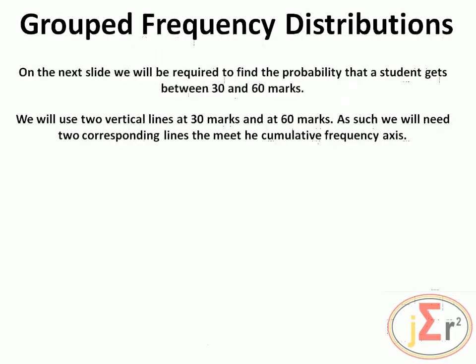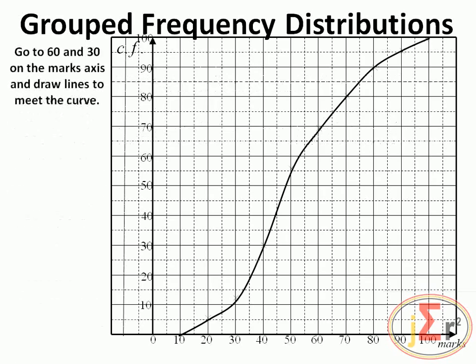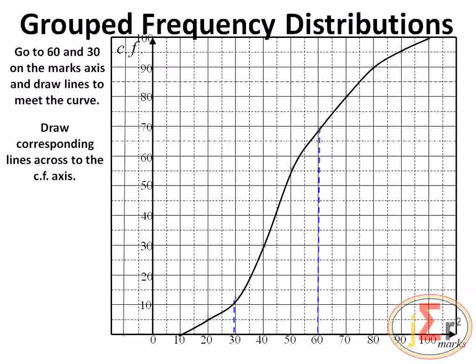As such, we will need two corresponding lines that meet the cumulative frequency axis. So two vertical lines, then we are going to need two corresponding lines. Go to 60 and 30 on the marks axis and draw lines to meet the curve. So there we have the two of them. They meet the curve. And then draw corresponding lines across to meet the cumulative frequency axis. And that's not very strange. We have done that on two previous occasions, only that we had single lines going up in each case.